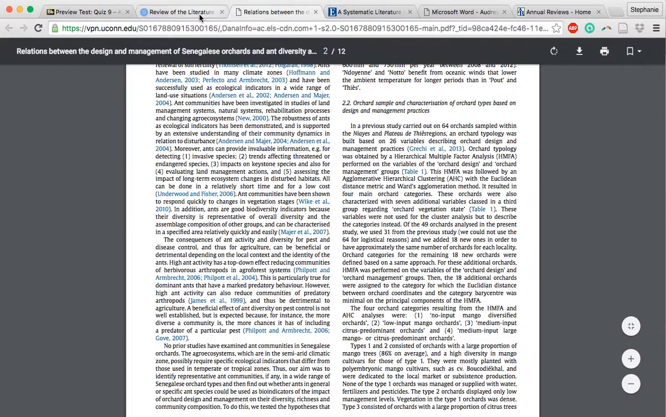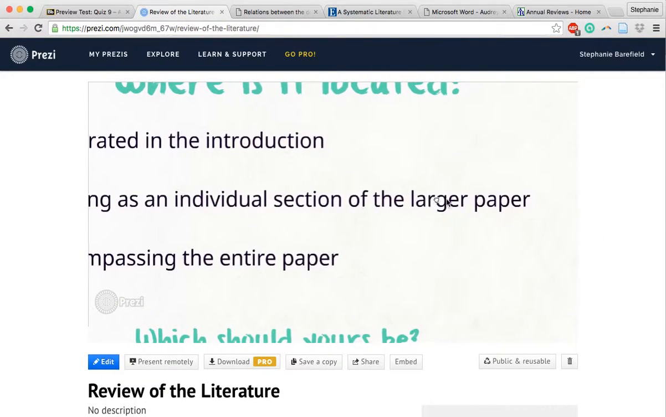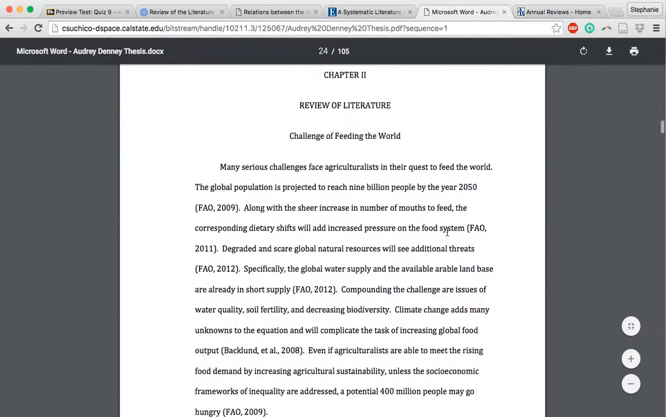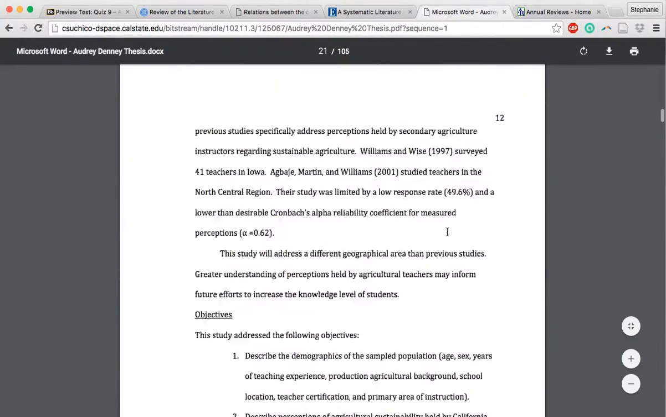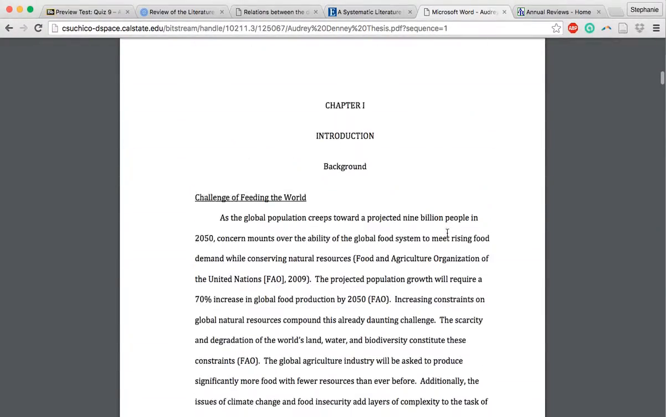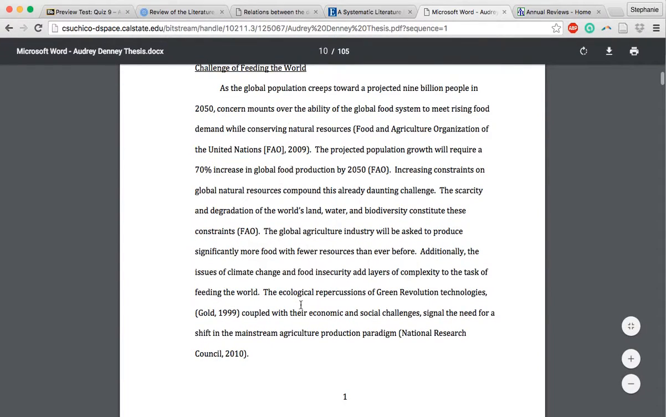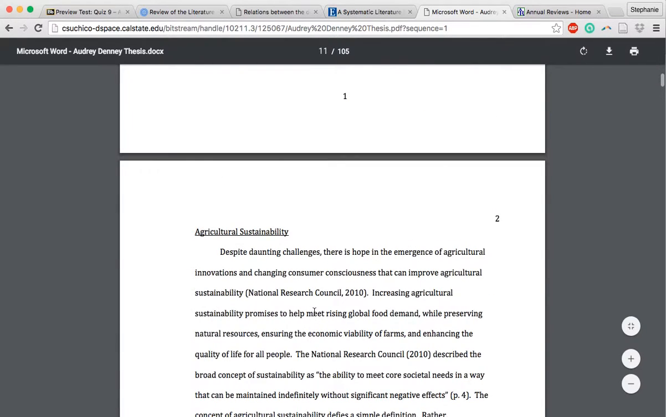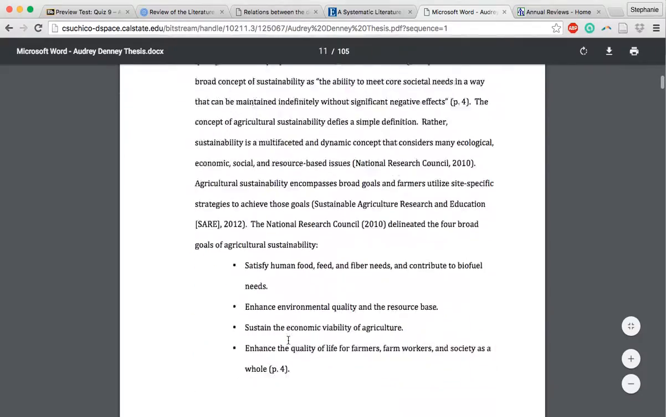Okay. Existing as an individual section of a larger paper. So maybe you are writing a paper that needs its own literature review. So you see this paper has its own introduction. This is somebody's dissertation. They have an introduction with, you know, basic general information about the need, the background of the debate, the need for more research, more background.